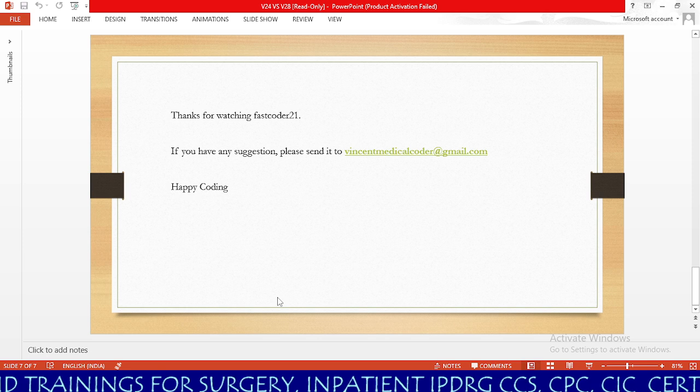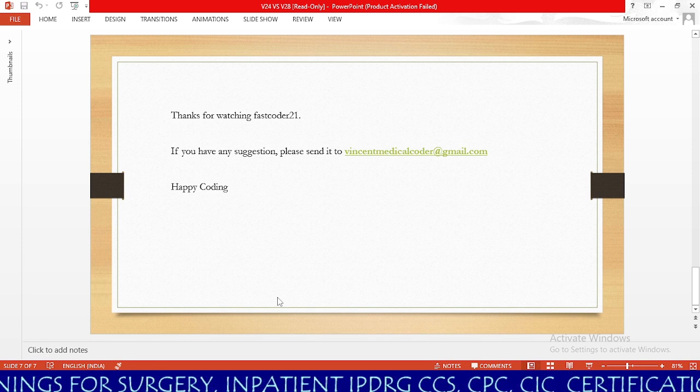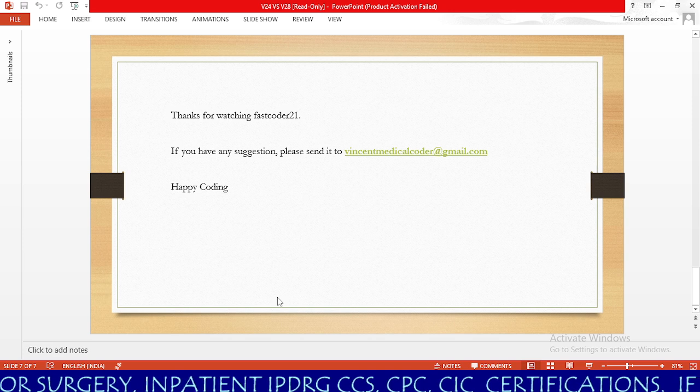Guys, I hope this session is very important if you are working as an HCC coder. As an HCC coder or risk adjustment coder, you need to know the differences between version 24 and version 28.